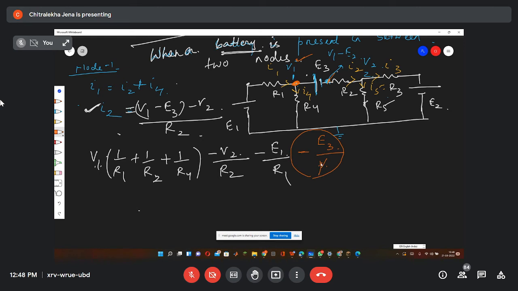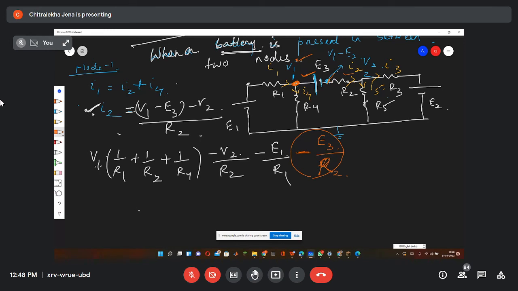How much? What is the interconnecting resistance? R2. R2 is interconnecting, whether you keep it here or you keep it here. Understood or not? This is a series circuit, right? Yes. This is a series circuit. So you have to adjust that.